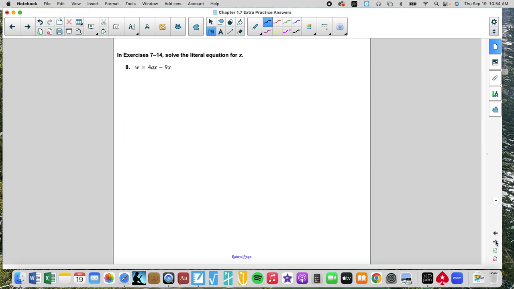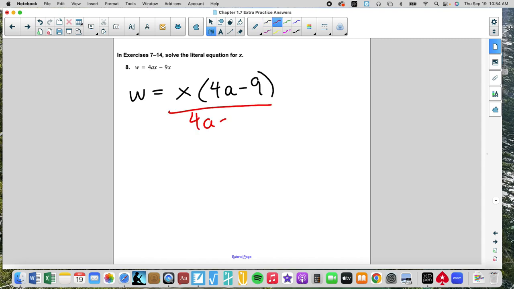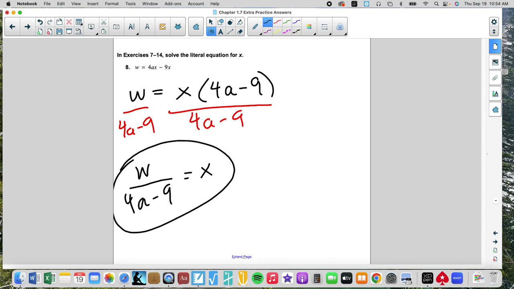We again, wow, they are really being sticklers here. So I'm going to factor out an x. That leaves me with 4a minus 9. Divide by 4a minus 9. We're left with w over 4a minus 9 equals x. And we notice that, oh, I can do these real quick now. I see how to do it. It's because you continue to practice.